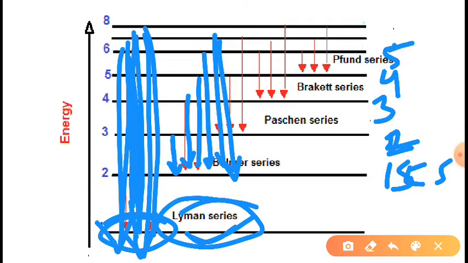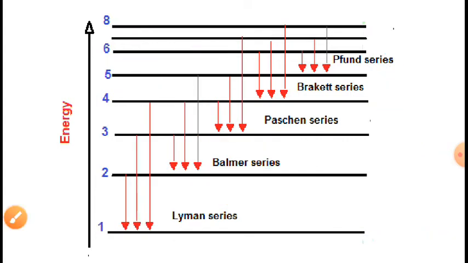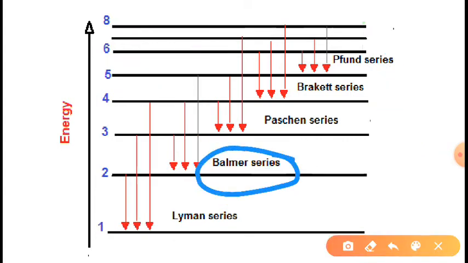Now again, if it is jumping to the second level, the first excited state, then it is called what, the Balmer series. You can see here it is written Balmer series. So the Balmer series is a visible region, where whatever light falls in the Balmer region will be visible to our eyes.